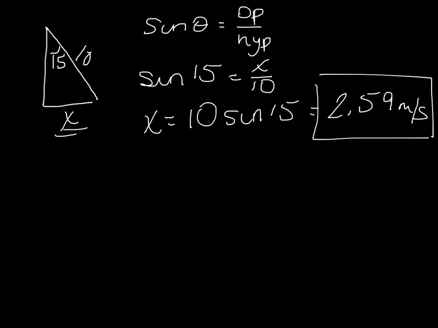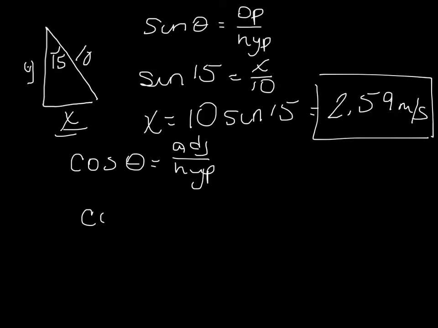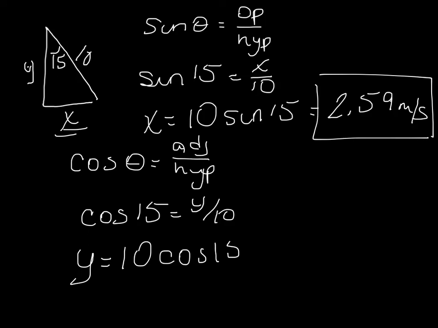Now for our y. We know cosine theta is equal to our adjacent over hypotenuse, and our adjacent is our y. So that means cosine of 15 equals y over 10. So y is equal to 10 times the cosine of 15, which is 9.66 meters per second.